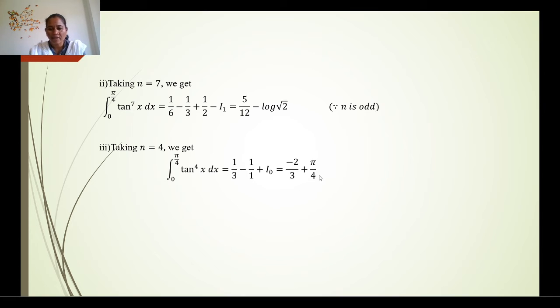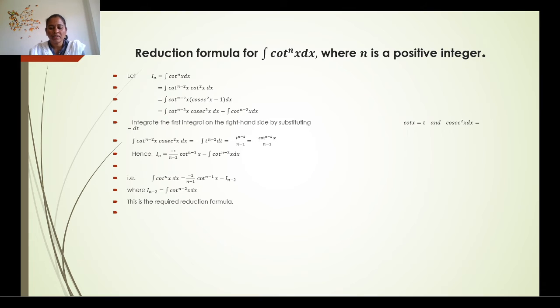For I0 we have to write pi by 4. This is about the integral of tan to the power of nx dx. Next we move on to the fourth reduction trigonometric formula related to reduction formulas.